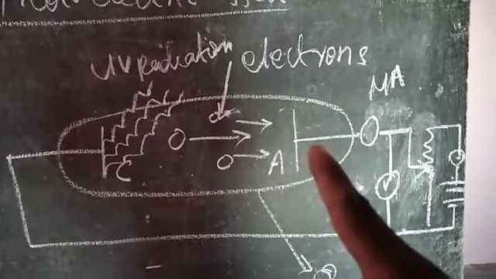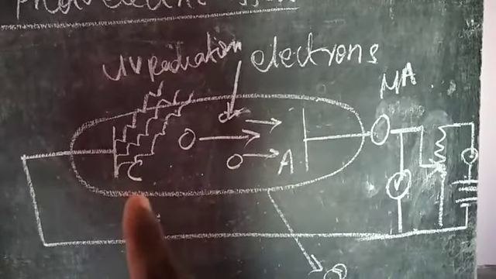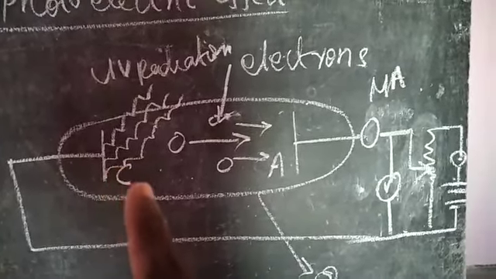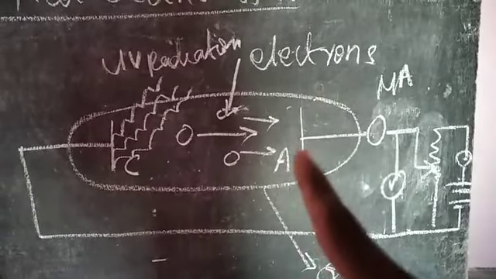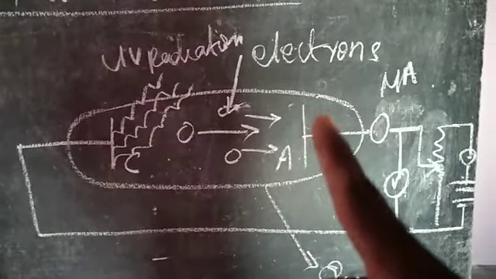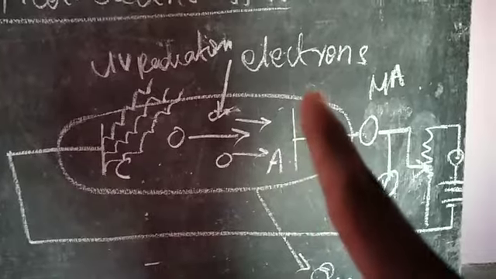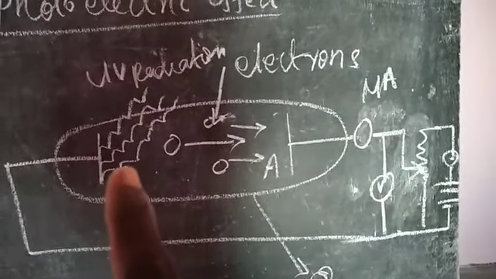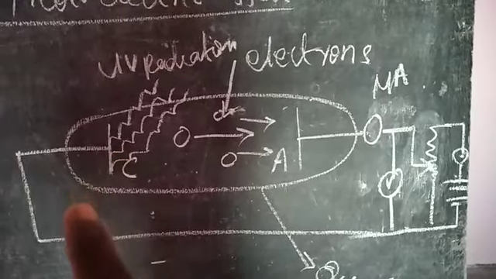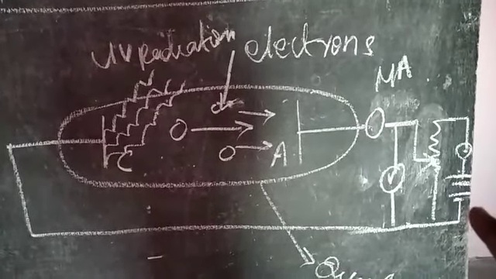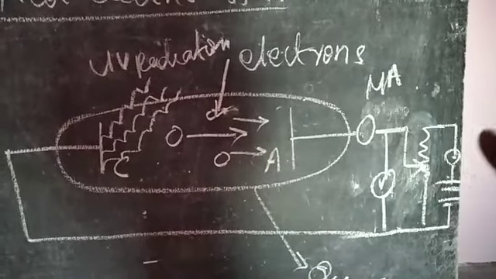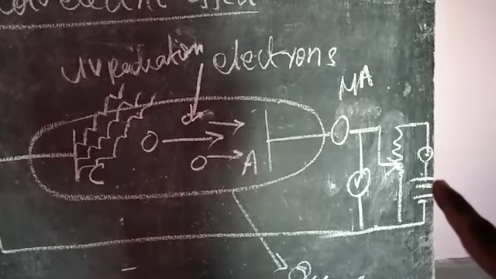Here the cathode acts as a negatively charged metal. It emits electrons. The anode acts as a positively charged metal. It collects the electrons emitted from the cathode. So the cathode is connected to the negative terminal of the battery, and the anode is connected to the positive terminal of the battery.